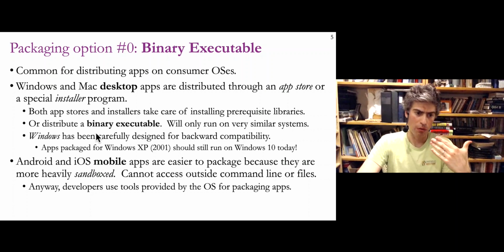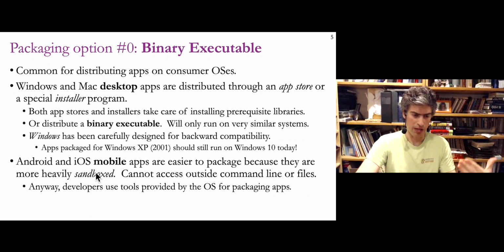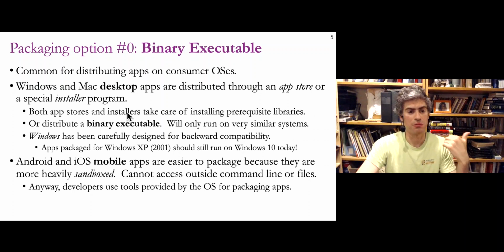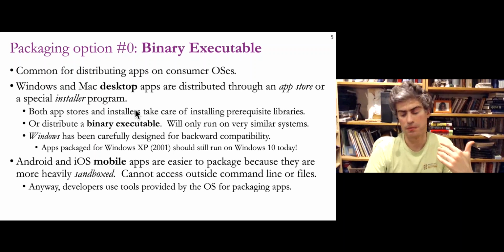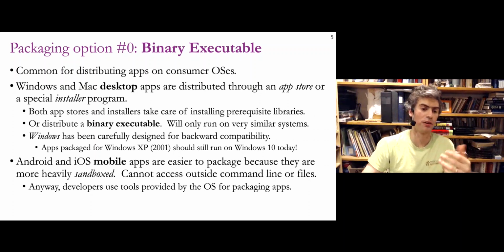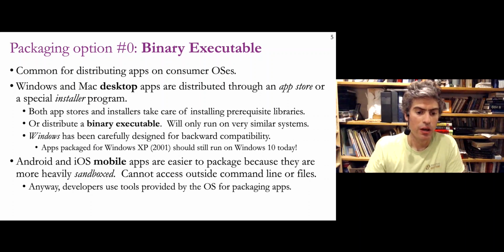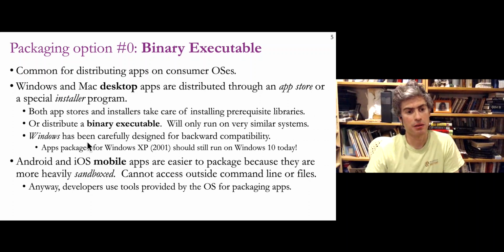And that works well for Windows and Mac and Android and iOS because those platforms are highly standardized. They're designed with this explicit intention of users buying software and installing it and running it, right? So there's a lot of care taken to make these consumer OSs backward compatible. For example, if you're using Windows 10 today, you can still run apps that were compiled for Windows XP in 2001, so like 19 years ago.